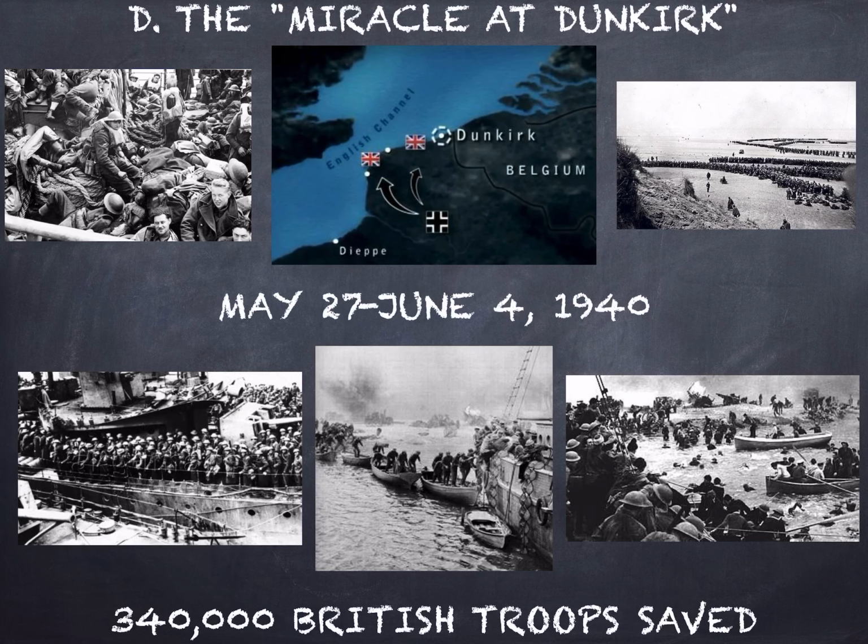Now, the British did something, and we're going to stop and watch a real quick little film on this in a second. They're going to send any able vessel, whether it was a rowboat or a tugboat, across the English Channel. The shipping industry of England shut down everything that they were doing and came across the English Channel from May 27th to June 4th. And the reason why it's called a miracle at Dunkirk is that of the hundreds of thousands of troops that were trapped and cornered there, 340,000 British troops were saved.